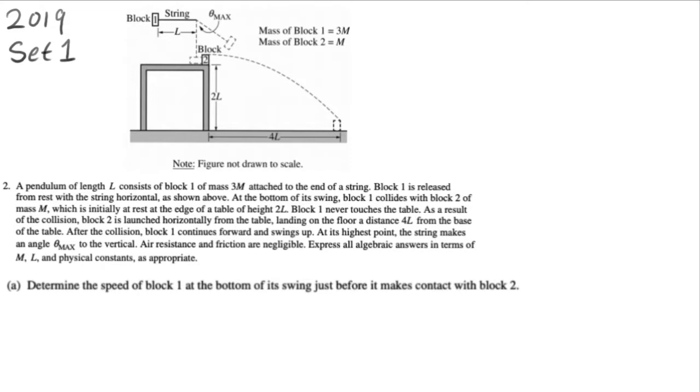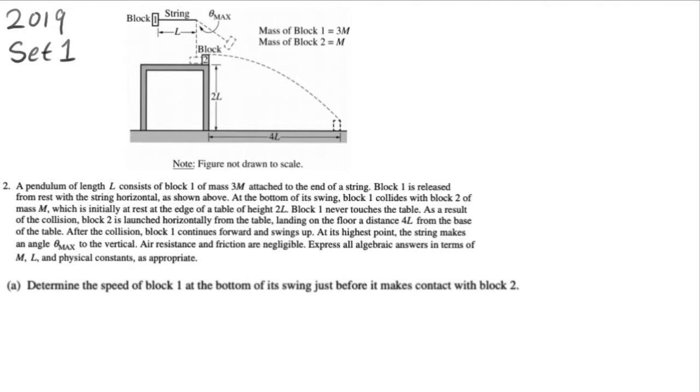So we have a pendulum swinging, and that makes me think of conservation of energy. We have blocks colliding, which makes me think of conservation of momentum, and we have blocks flying off the table with an initial horizontal velocity, which makes me think of kinematics. So that's what I think the overall concepts will revolve around. So let's look at part A.